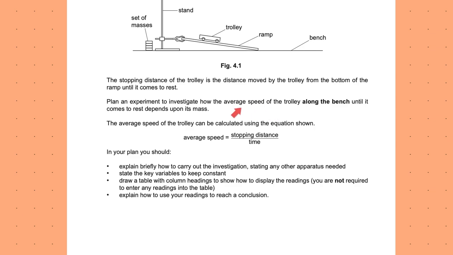And how would I find the average speed? For the bench, I know that the trolley would practically slow down, but I can find the stopping distance, I can measure the time, and dividing the two can give me the average speed. So here, what am I varying? I'll vary the mass, measure the stopping distance and use that to find the average speed.